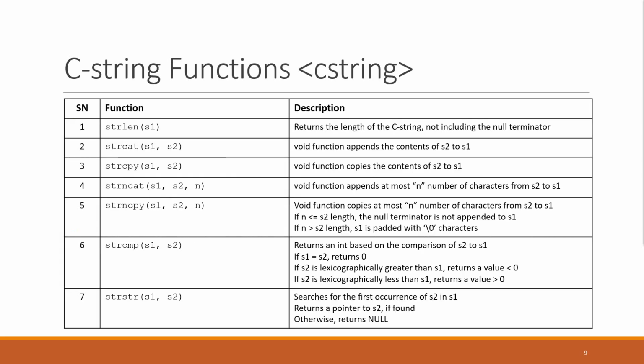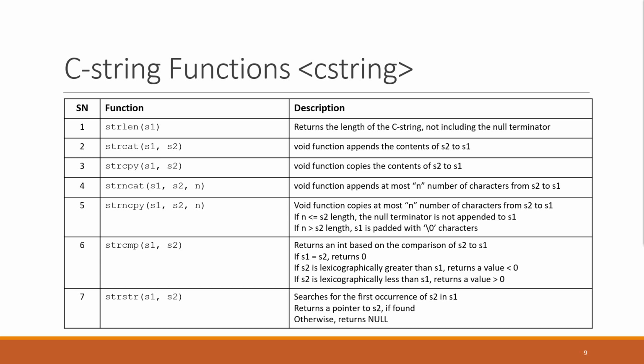The string library provides functions for manipulating C-style strings. Some commonly used functions in string.h include: 1. strlen(s1) returns the length of the C string, not including the null terminator. 2. strcat(s1, s2), a void function, appends the contents of s2 to s1. 3. strcpy(s1, s2), a void function, copies the contents of s2 to s1. 4. strncat(s1, s2, n), a void function, appends at most n characters from s2 to s1.